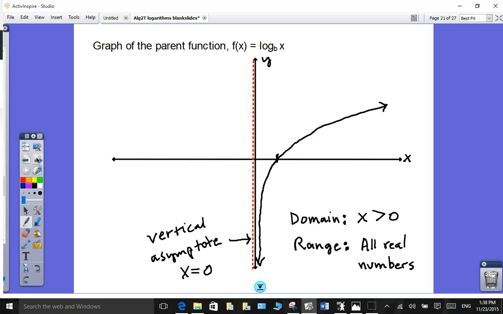So remember when we did the exponential, the range was y greater than 0? Well, because this is the inverse, the domain is x greater than 0. Do you remember what was the domain of an exponential in every case? All real numbers. That's why the range of a logarithm is always all real numbers. That's not going to change. Remember, the domain of a function equals the range of the inverse. The range of the function equals the domain of the inverse.